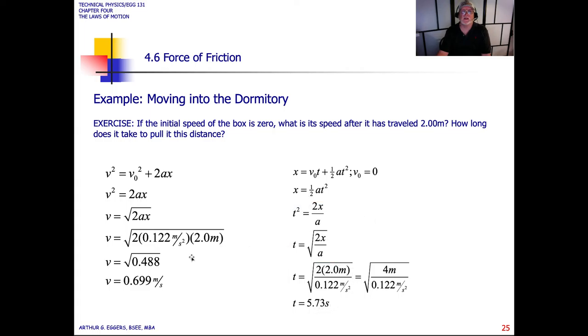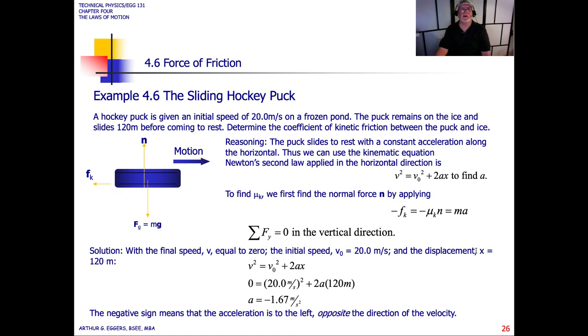Okay, so now we have the velocity after the box starts moving and the time it takes to move it 2 meters. Okay, so let's stop there. We'll come back to a little different problem where we've got, again, friction involved.